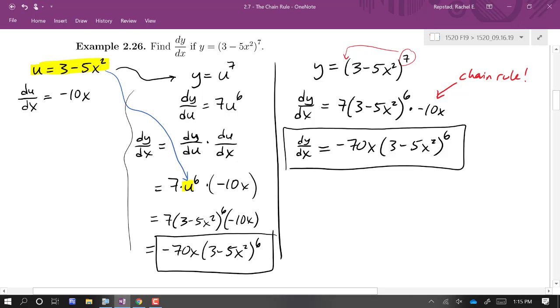How did you get y again on the left side? Oh, the u to the 7th? Yeah. So when we looked at this function that they gave us, we said the stuff that's being raised to a power, that's going to be our u, right? So if 3 minus 5x squared is u, then 3 minus 5x squared to the 7th is u to the 7th. I just made the substitution. Oh, okay. Yep.